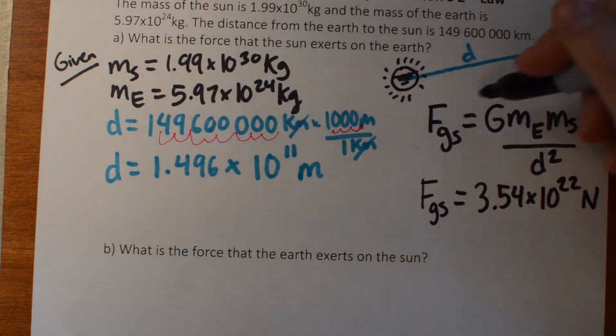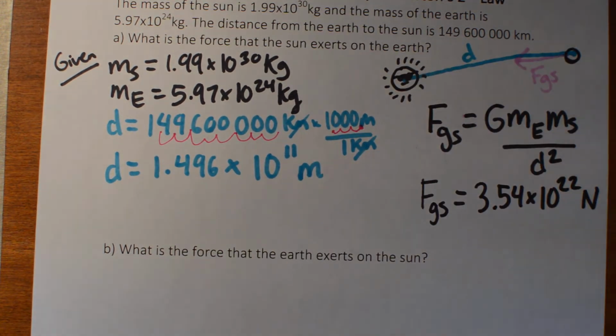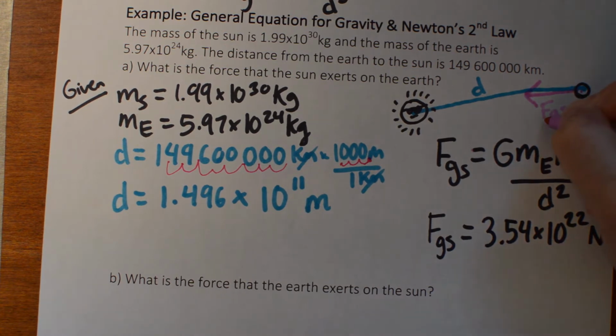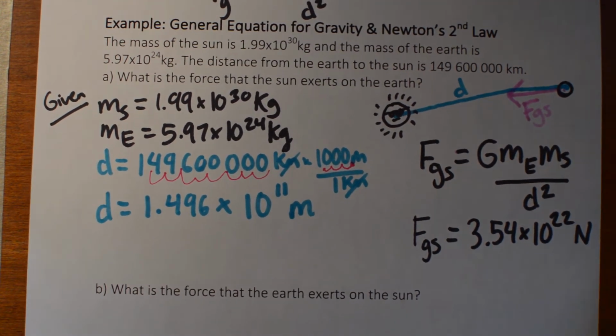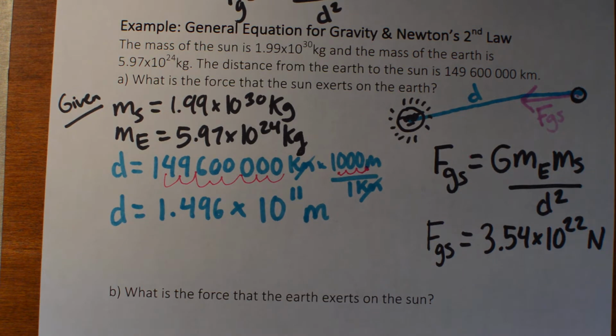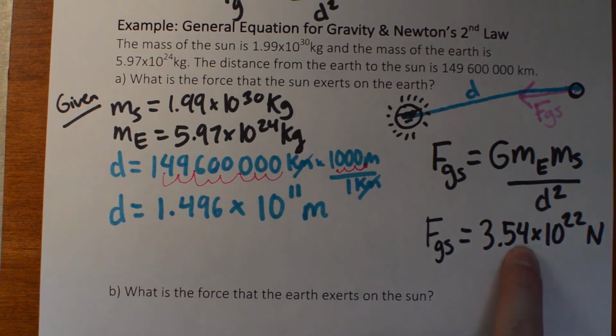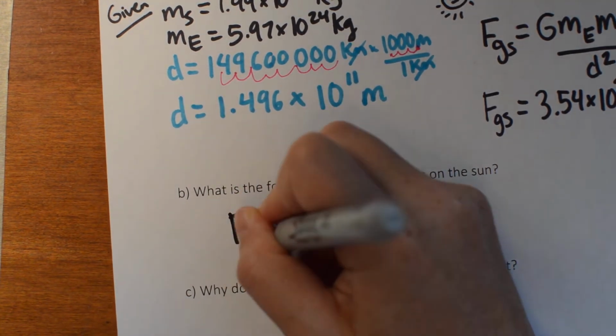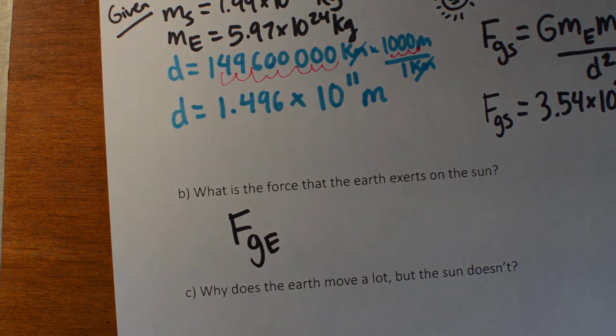All right, so looking back at our picture, what is the force that the Earth exerts back on the Sun? Right, the Sun is pulling on the Earth. Does the Earth pull on the Sun at all? Well, actually, Newton's third law says that for every action there's an equal and opposite reaction. So if the Sun pulls on the Earth with this force, then the Earth must be pulling back on the Sun with the exact same force. This is the force of gravity that the Earth is exerting on the Sun, so the Sun feels it from the Earth.